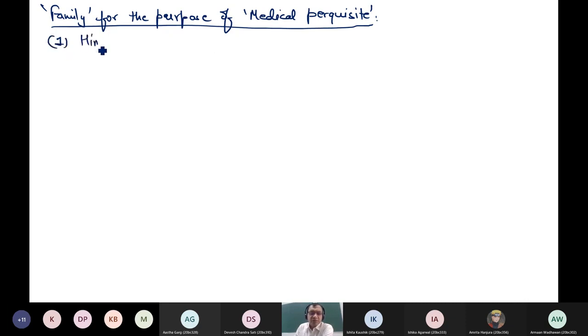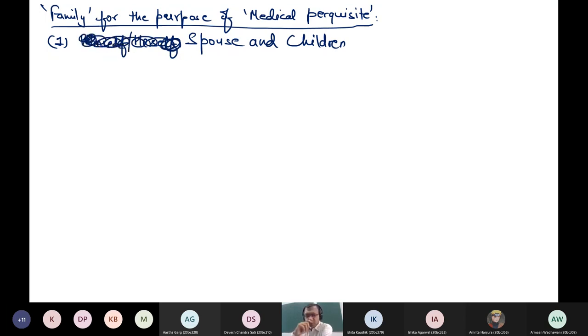Employee himself or herself? Spouse and children, of course. Spouse and children. Or rather than employee himself, ignore it. Family means himself. Already he is of course covered. So family means spouse and children.